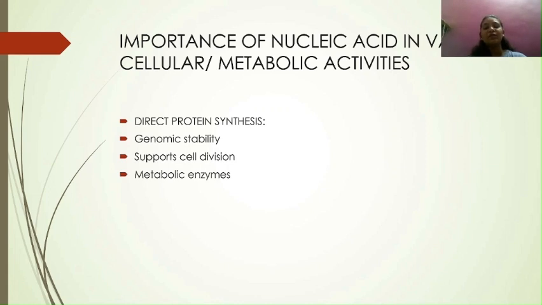Now, the importance of nucleic acid in various cellular and metabolic activities. Nucleic acid plays a very important role in genomic stability. It stores and transfers the genetic information from one generation to another. Along with that, it also helps in protein synthesis, in which RNA translates the genetic code from DNA to make specific proteins through transcription and translation. It also supports cell division, that is, DNA replication ensures that each new cell has an exact copy of genetic material during meiosis and mitosis.